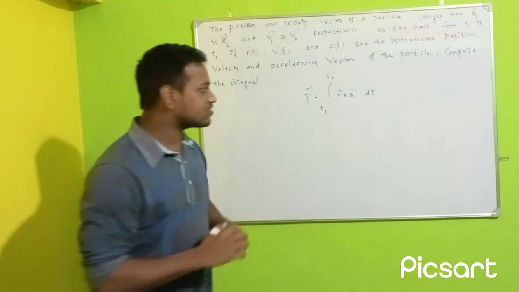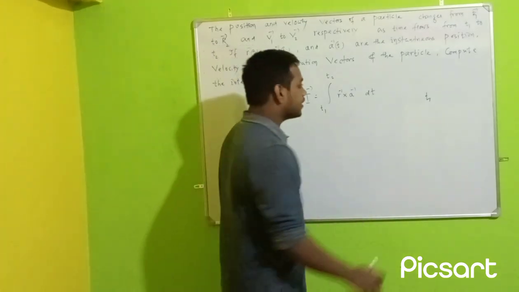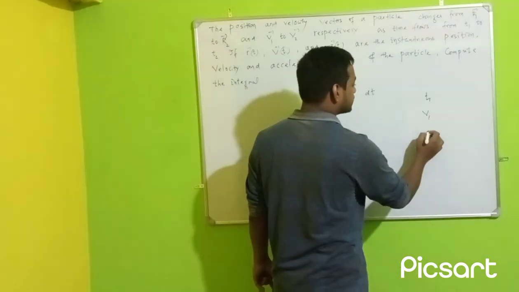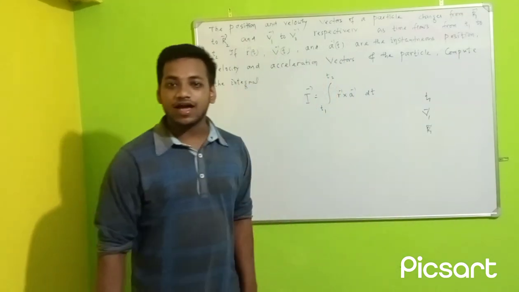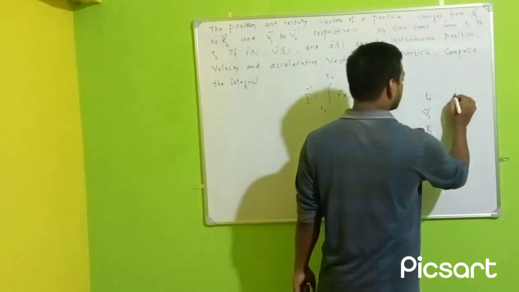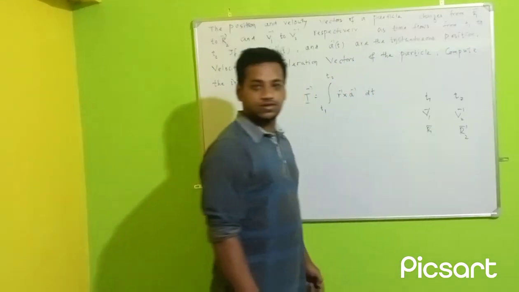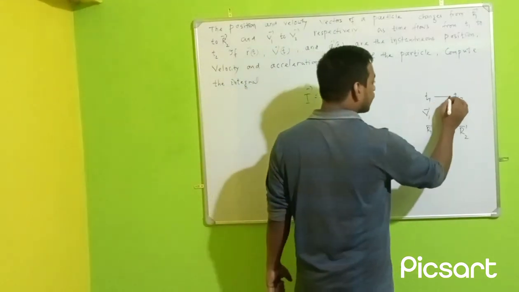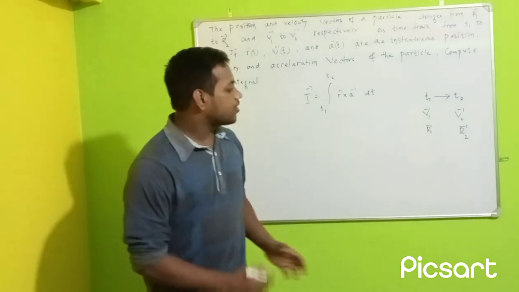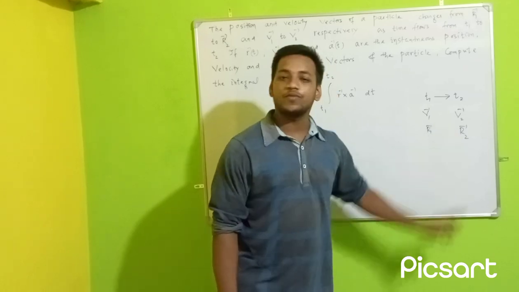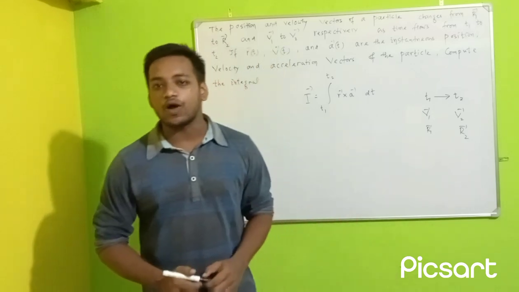That means at some instant of time t1, its velocity is v1 and its position is r1. And later, at an instant of time t2, its velocity is v2 and its position coordinate is r2. And the time is flowing from t1 to t2. In the positive direction of the flow of time, its velocity changes from v1 to v2 as well as its position coordinate changes from r1 to r2.